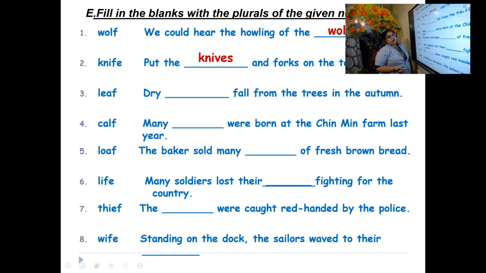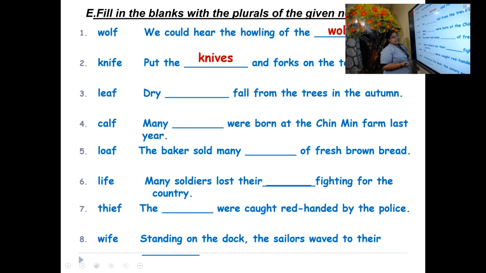Third question, leaf. Look at that sentence. Dry dash fall from the trees in the autumn. The singular answer is given, but we want a plural one. So how will you form the plural? Yes, you are going to add VES. Here you want to remove F and you want to add ES.